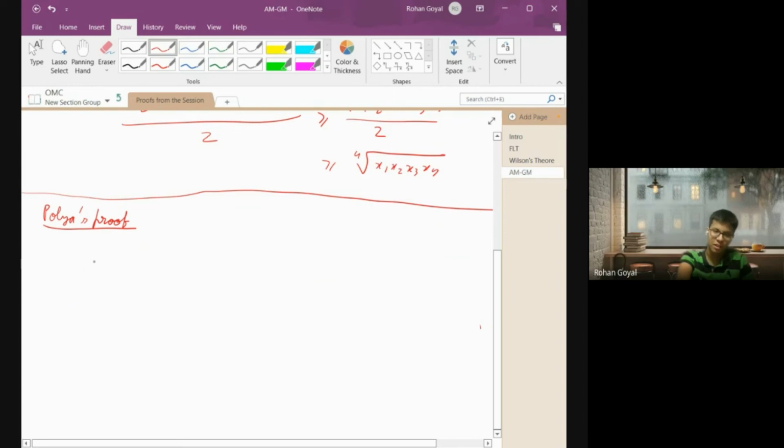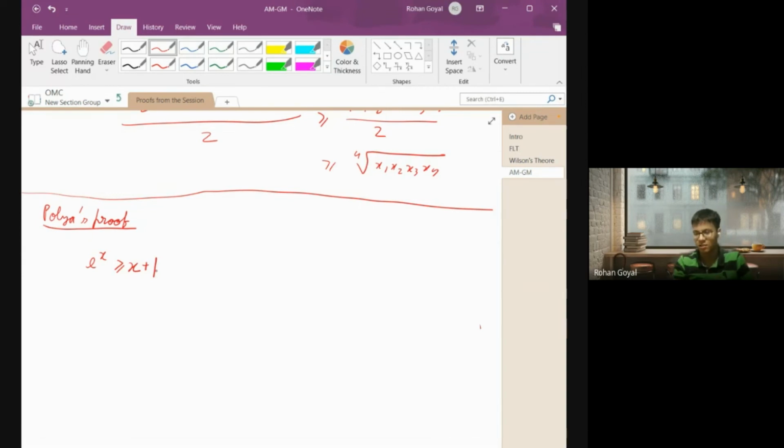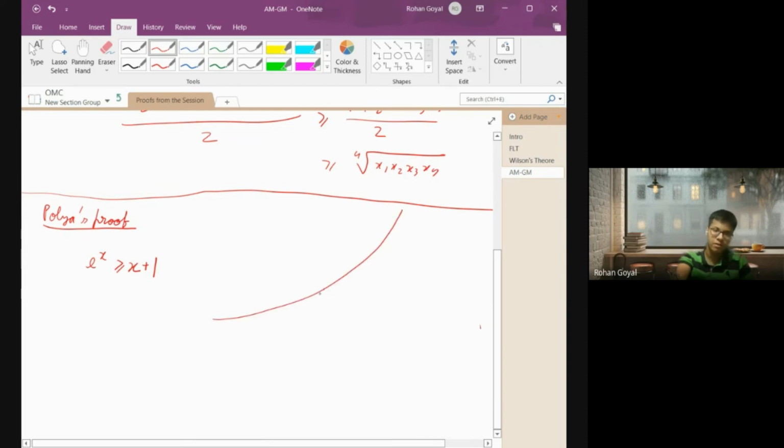Okay, anyway, the point is, in general, we have this inequality: e to the x is greater than or equal to x plus 1. It's not a very deep inequality. It's just that if you have this exponential function, e to the x, it has a tangent here of slope 1. It's not a very deep inequality by any means, but it's a decent result. So e to the x.